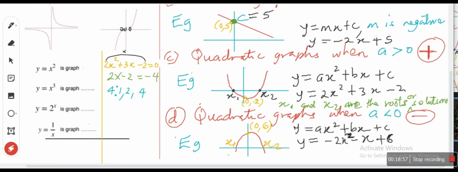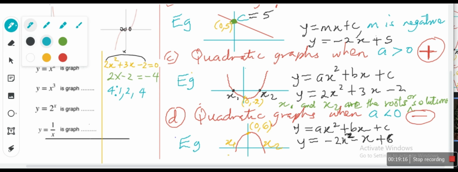1 plus the other will give you plus 3. 1 times the other will give you minus 4. So 4 and minus 1. Okay, it's 4 and minus 1. So the numbers are plus 4 and minus 1.